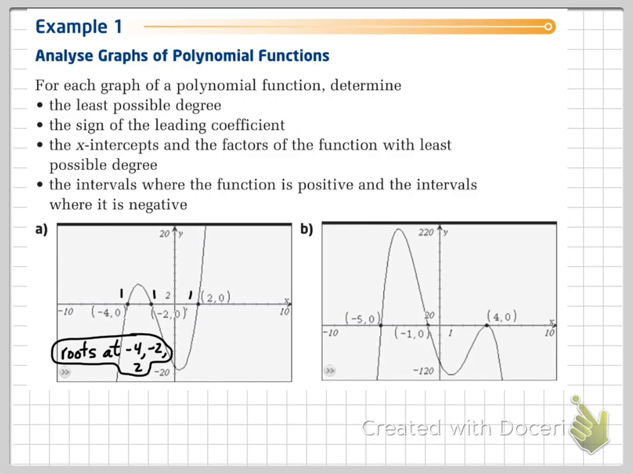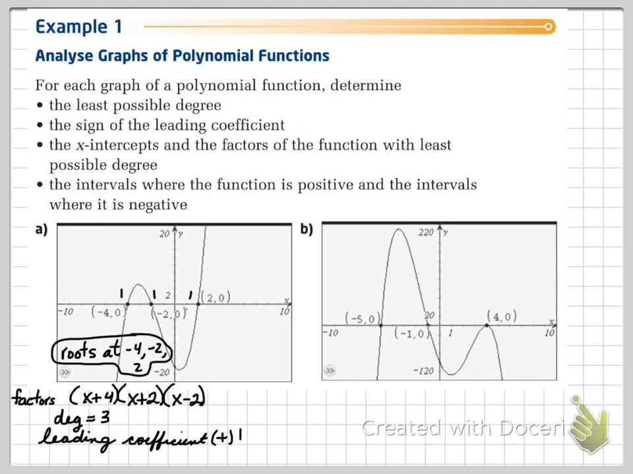We can say that this graph is going to have factors of (x + 4)(x + 2)(x − 2). The degree has got to be at least 3. The leading coefficient is going to be positive. How do I know that? Because of the end behavior of the graph. Notice it goes up to the right.